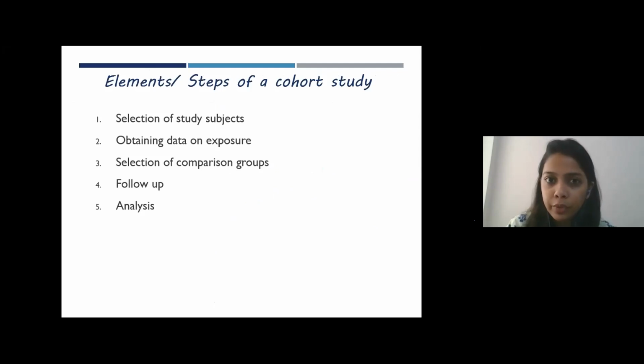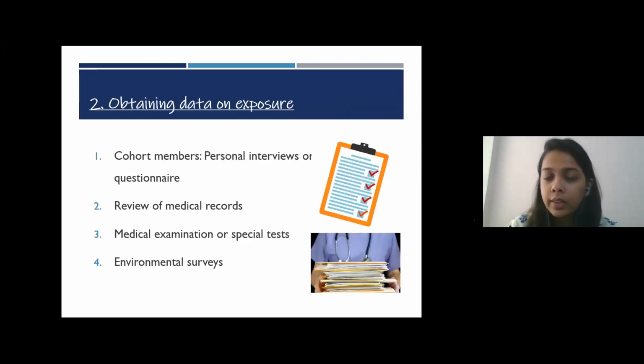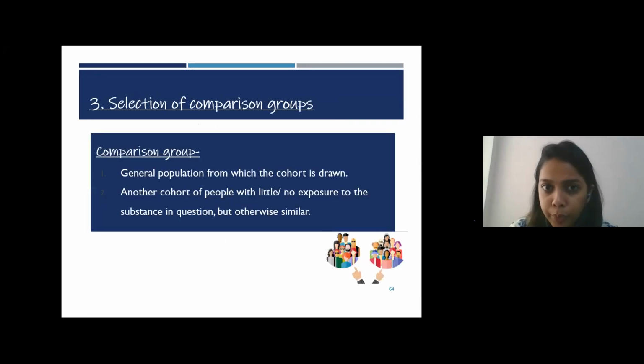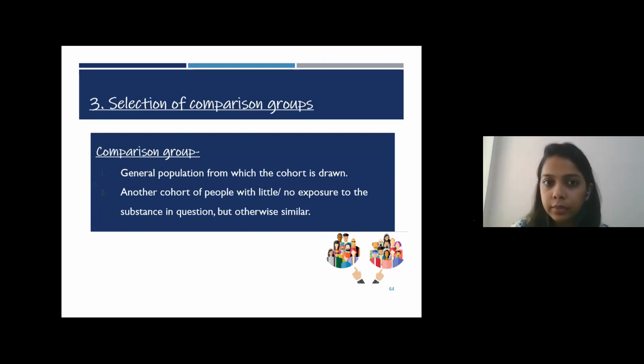So there are different steps. The first step is your selection of study subjects. These could either be from the general population or from special groups. Then you obtain data either through interviews, medical records, or medical examinations. Once you get this information, you select a comparison group. That is, you have to take them from the same population where you have taken your cohort, whether a general population or people with a particular occupational background. They have to be similar in all ways except for the exposure that you're studying.